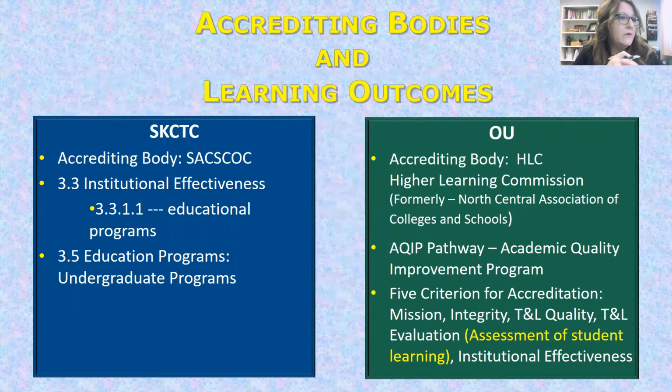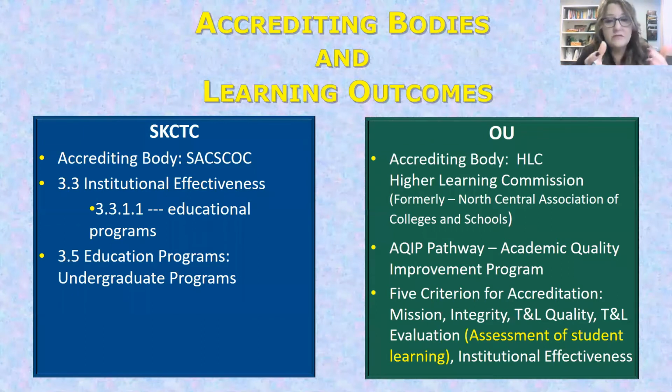And primarily with the HLC, they make us follow 5 criteria, which involve a mission, integrity, teaching and learning quality, teaching and learning evaluation, assessment, which is what we're going to talk a lot about today, but we'll touch on these other things, and then institutional effectiveness. So that's OU.